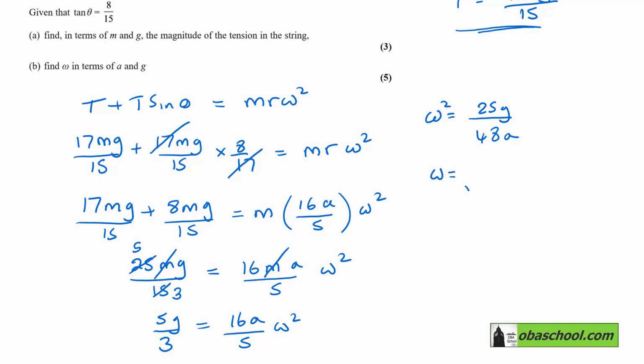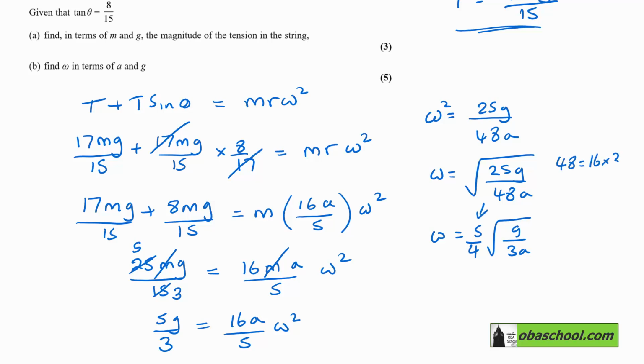So omega would be the square root of 25g over 48a. Now, in the mark scheme, that's given as 5 over 4 root g over 3a. So the square root of 25 being 5, which is how we get the 5 here. Remember that 48 is 16 times 3, and the square root of 16 gets you the 4 here.